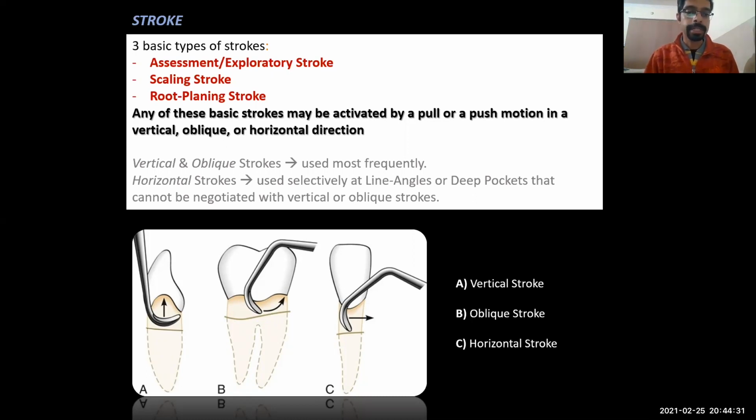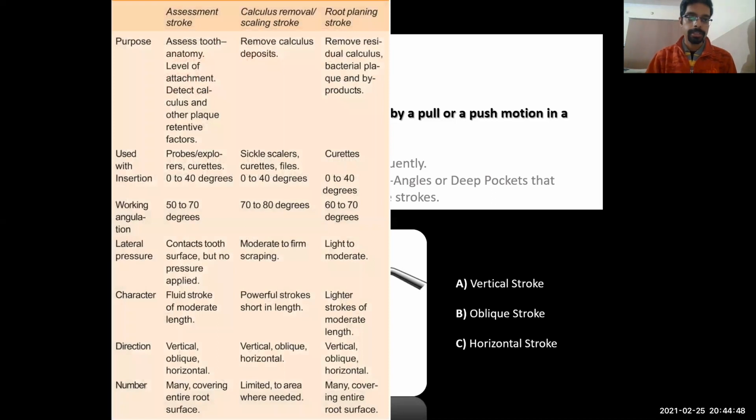Now, vertical and oblique strokes are basically used in most of the tasks for periodontal treatment. Horizontal strokes are used very less, and they are basically used for the line angles in the deep. Now, these are the different types of strokes and their comparison: assessment stroke, calculus removal, that is scaling, and root planing stroke. The assessment stroke is basically used with the help of an explorer.